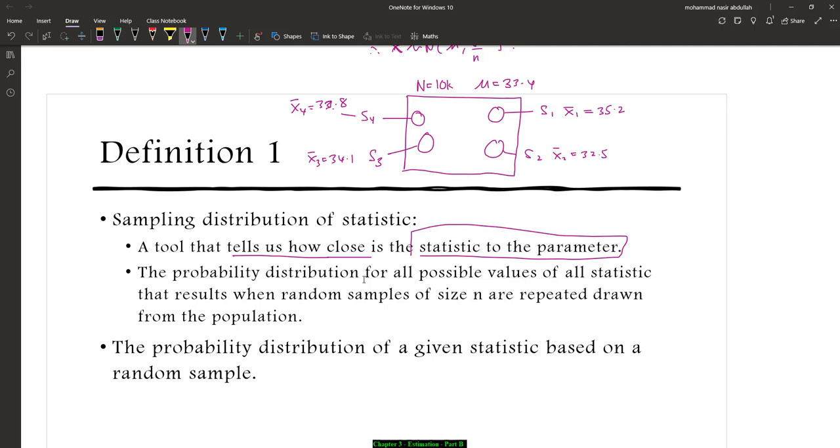But we will discuss this example more thoroughly in chapter number 3, okay? Basically, when we find the average of the average of the samples, the mean of the averages should lead to the true population mean. At least you will get some range close to the true population mean. So this is the objective. We will look at this in the estimation part, chapter number 3. Right, the probability distribution for all possible values of a statistic when random samples of size n are repeatedly drawn from the population, right? It is the same thing I tried to explain earlier.